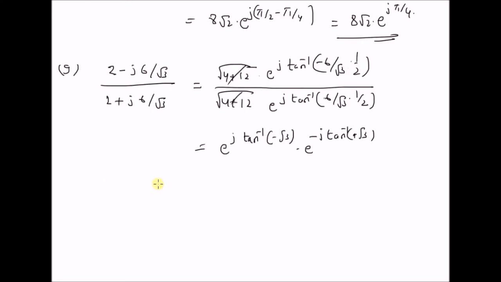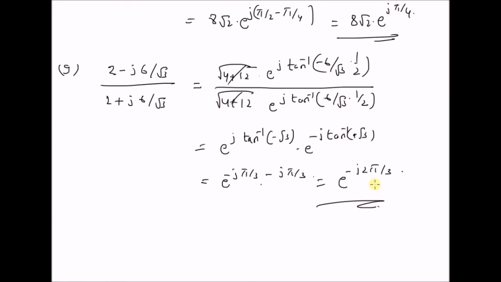And we know that tan inverse of root 3 is pi by 3, and tan inverse of minus root 3 is also equal to minus pi by 3. So we have e power minus j pi by 3 minus j pi by 3. Therefore, the final result is e power minus j into 2 pi by 3.